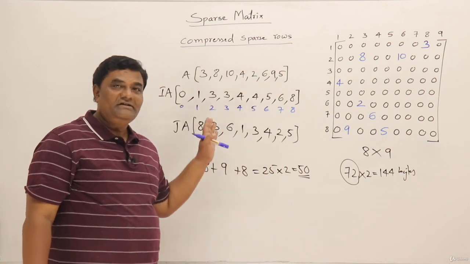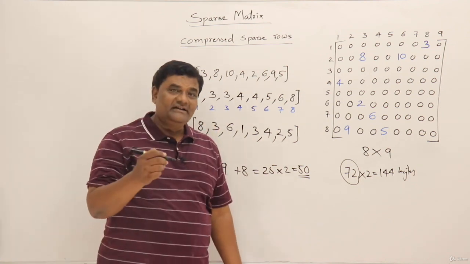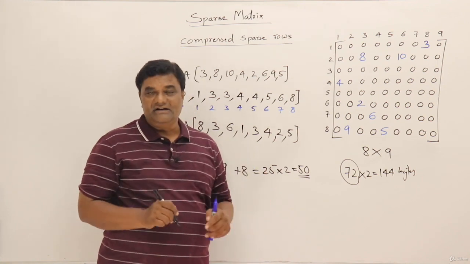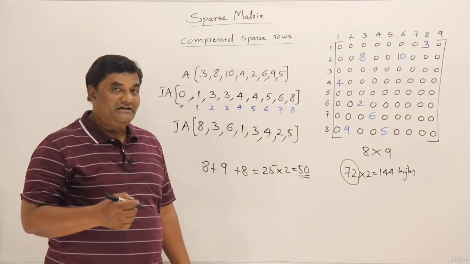So similarly in the coordinate list or the 3-column method also the memory is saved. Now I will take 2 small examples of sparse matrix and show you how addition of sparse matrix can be done.